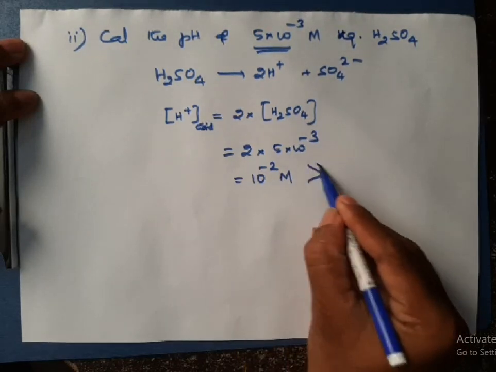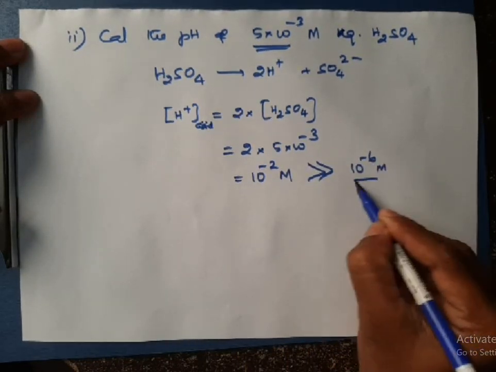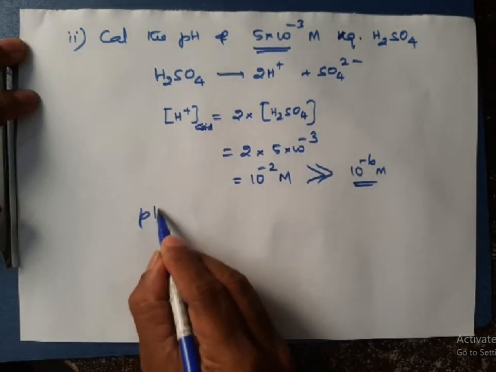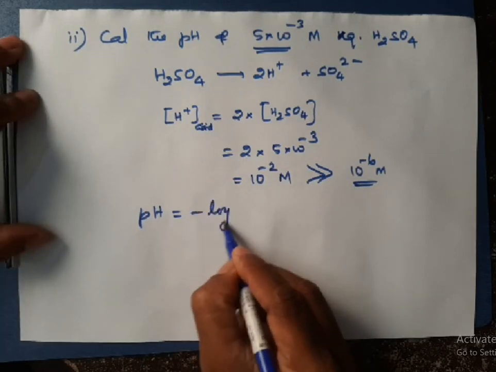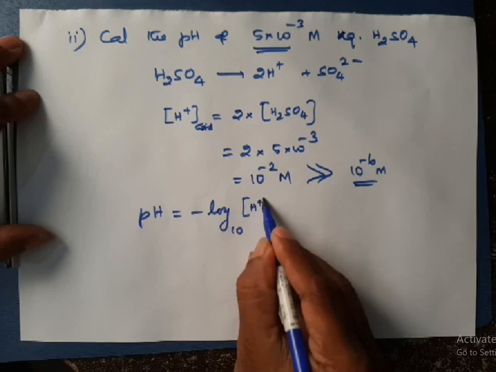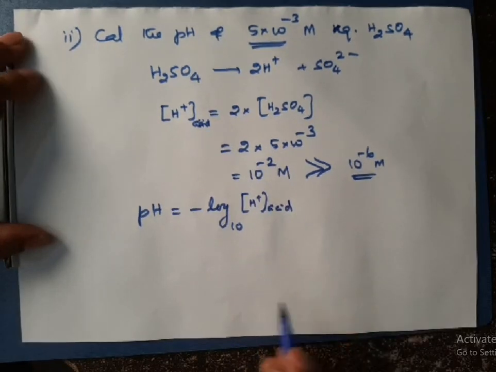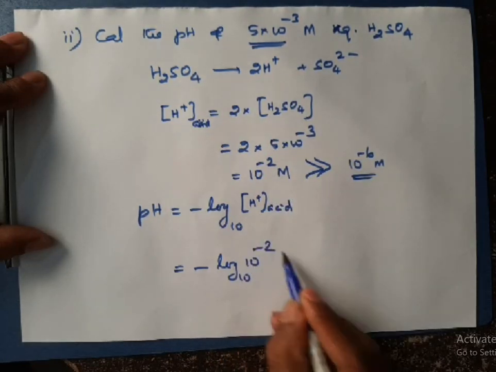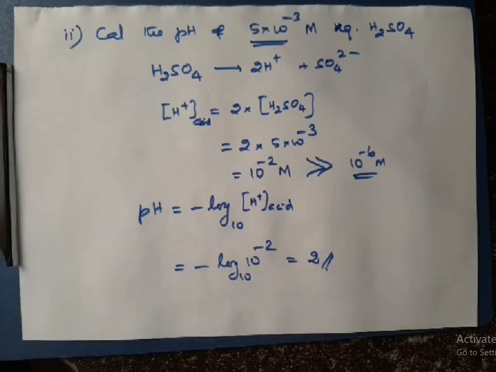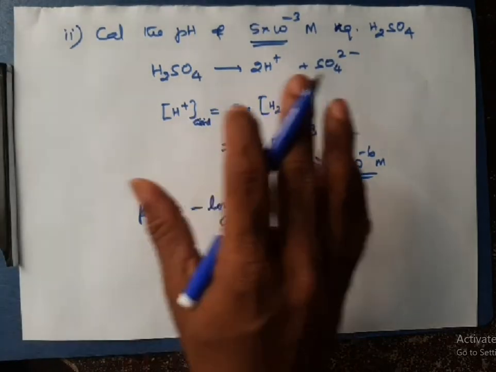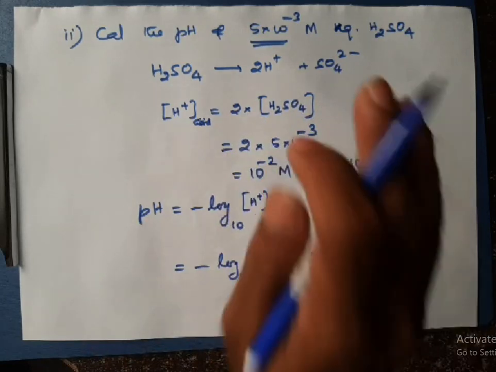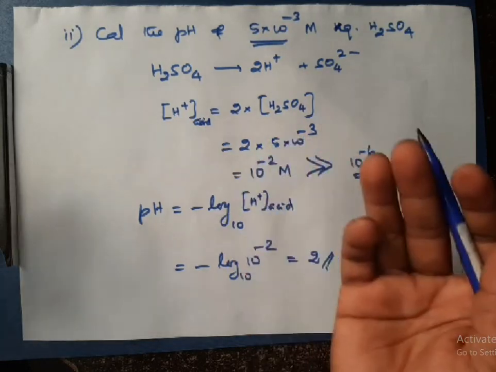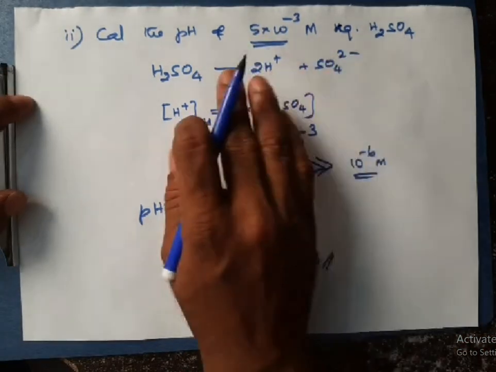10 power minus 2 is very much greater compared to 10 power minus 6 molarity. Therefore, you can neglect H plus from water. So the pH of the solution equals negative log of the concentration of H plus from acid alone. So negative log of 10 power minus 2. Again, the pH of the solution is 2. So whatever acid is given, you just see whether it is a strong acid, and whether it is monobasic, dibasic or tribasic. Note that, and based on that you do the calculation.